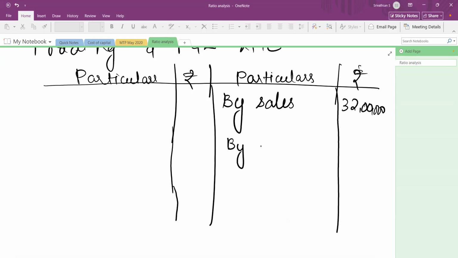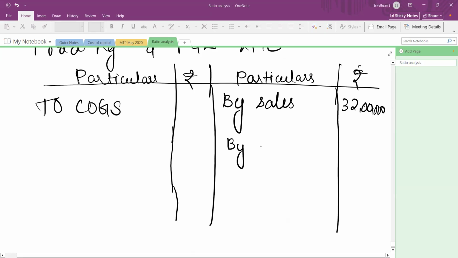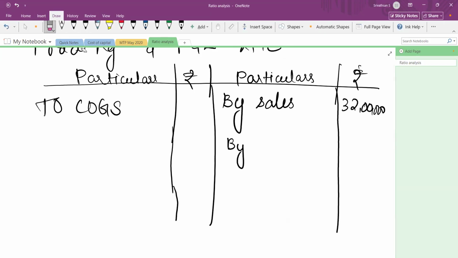By closing stock, how much? Or else do one thing. Instead of writing by closing stock and all, you can directly write to COGS, which is adjusted for closing stock, opening stock plus purchases. If you are going by the other method, you have to calculate purchase. Instead, we can just finish it like this. But in your study material, they have solved it like this. Directly COGS 24 lakh.